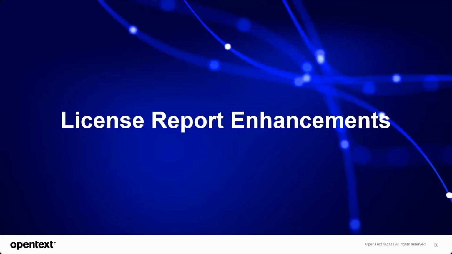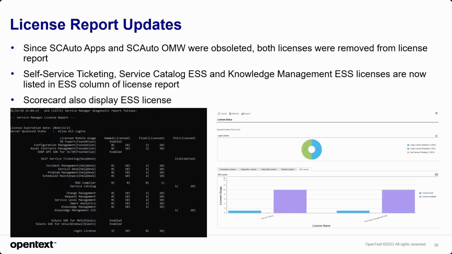Okay, the next topic is around the license reports. Several parts have been improved or cleaned up in Service Manager 9.80. The first one is about the SAOTO apps and SAOTO OMW licenses shown in the previous license report. Starting from Service Manager 9.70, we made SAOTO apps and SAOTO OMW obsolete. In this release, we remove both licenses from the license report to make it cleaner and aligned with our license guide of Service Manager.